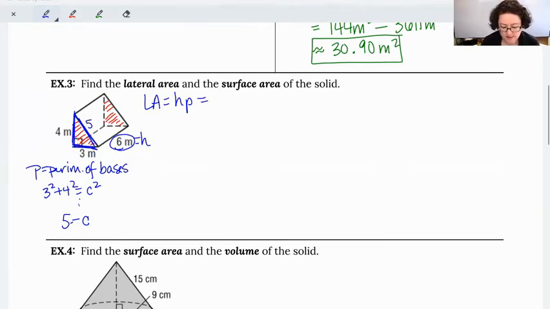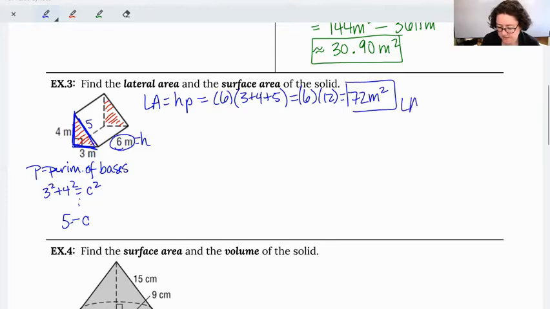So lateral area, our height is 6. And our perimeter is adding all the sides on our bases. So that's going to be 3 plus 4 plus 5. Oops, sorry. And so multiplying or adding that out, that's really 6 times 12, which comes out to 72. And it's an area, so it needs to be meters squared. Alrighty, so that's our lateral area.